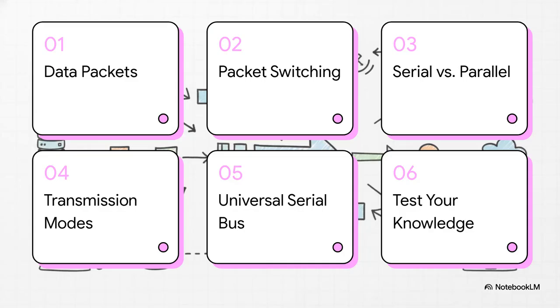So here's our roadmap for today. First, the magic of data packets. Second, routers and packet switching. Third, serial versus parallel transmission. Fourth, simplex, half, and full duplex. Fifth, the universal serial bus. And finally, a quick test of your knowledge.